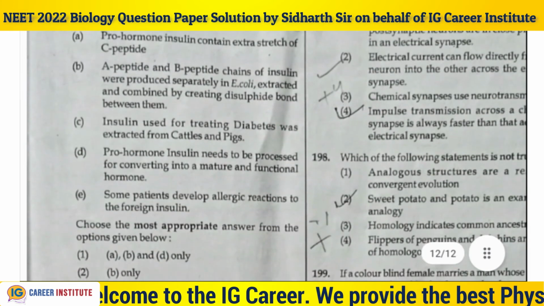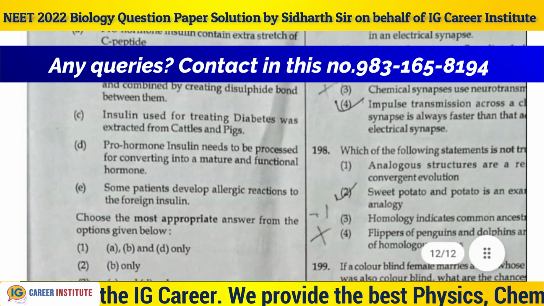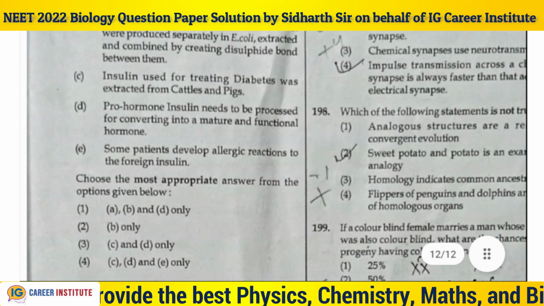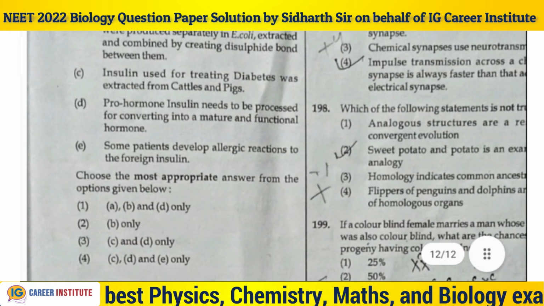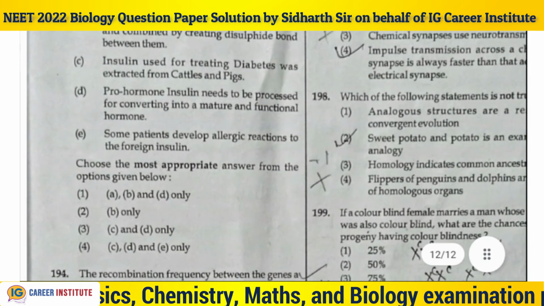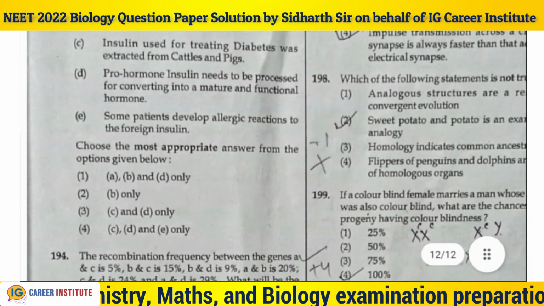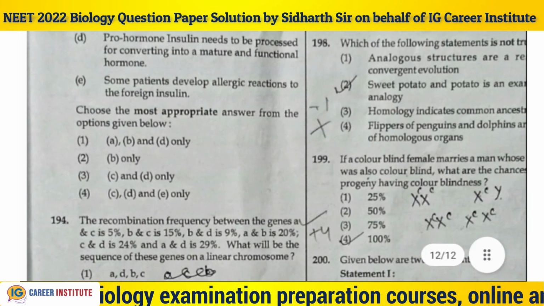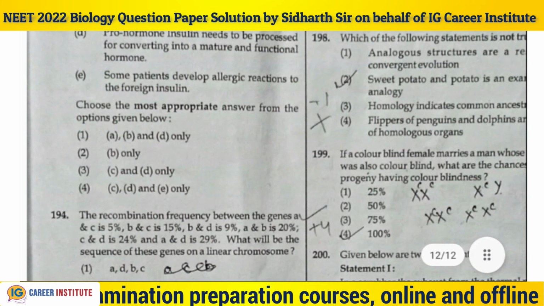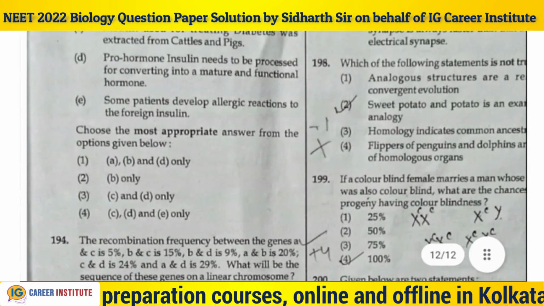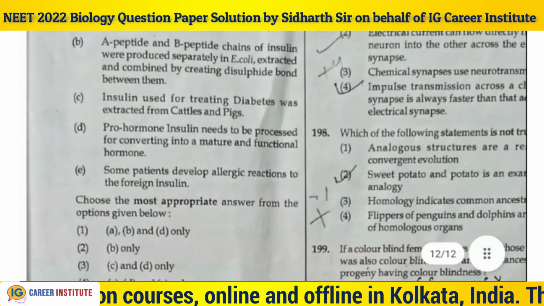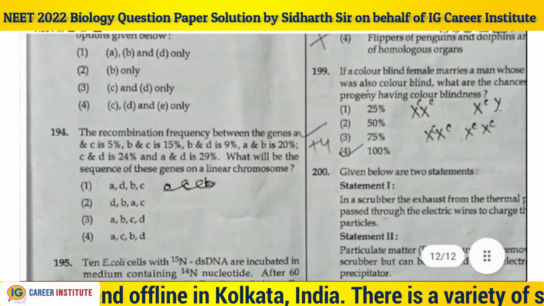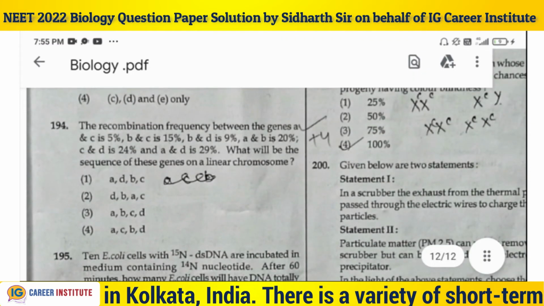Insulin used for treating diabetes was extracted from cattle and pigs. Definitely true, but not related to the context. Pro-hormone insulin used to be processed for converting into a mature and functional hormone. No, pro-hormone, it's not related here. Some patients develop allergic reactions to the foreign insulin. No, they don't, because it's genetically modified insulin, not taken from cattle and pigs. So statement B is correct. So option 2 is the right one.